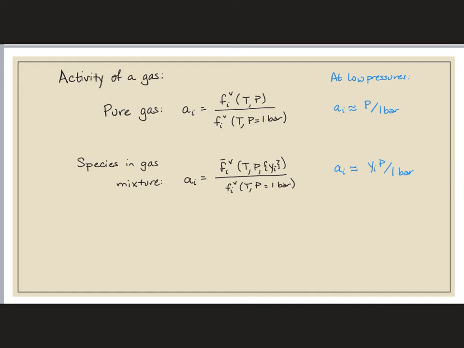On the other hand, many times we are dealing with gases at low to moderate pressures. In that case, the fugacity coefficient is nearly 1, and so we can say that the activity in a pure gas is P over 1 bar, and the activity of a species in a gaseous mixture is the mole fraction times the pressure over 1 bar.